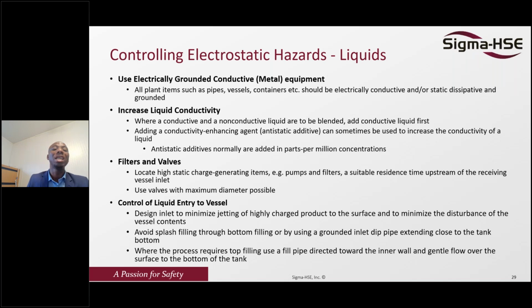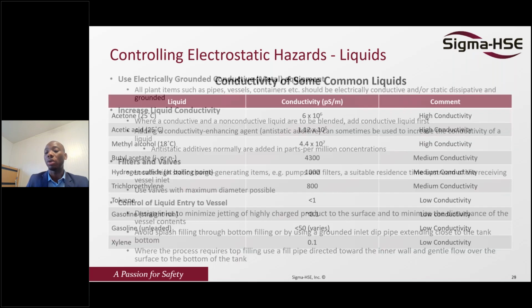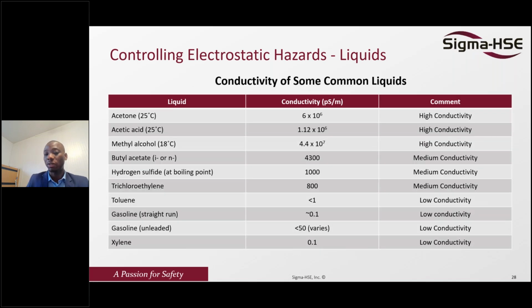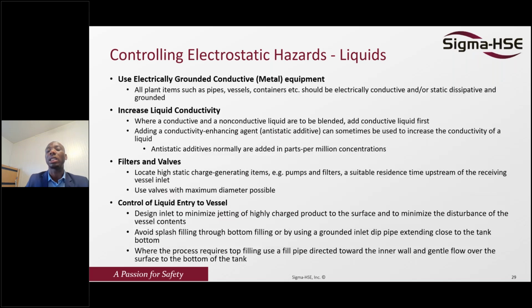Second is we need to increase the liquid conductivity. So if, for example, you have this liquid here, if it is low liquid conductivity, you can add anti-static additive to increase the conductivity of the liquid. And this could be done in parts per million. That is just a droplet, because adding more is actually going to influence the material, the productivity or the quality of the material.